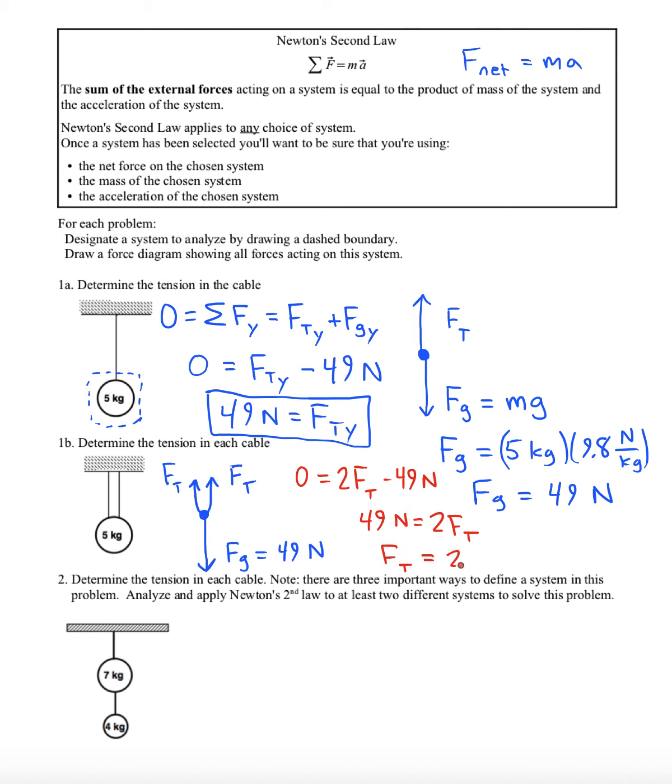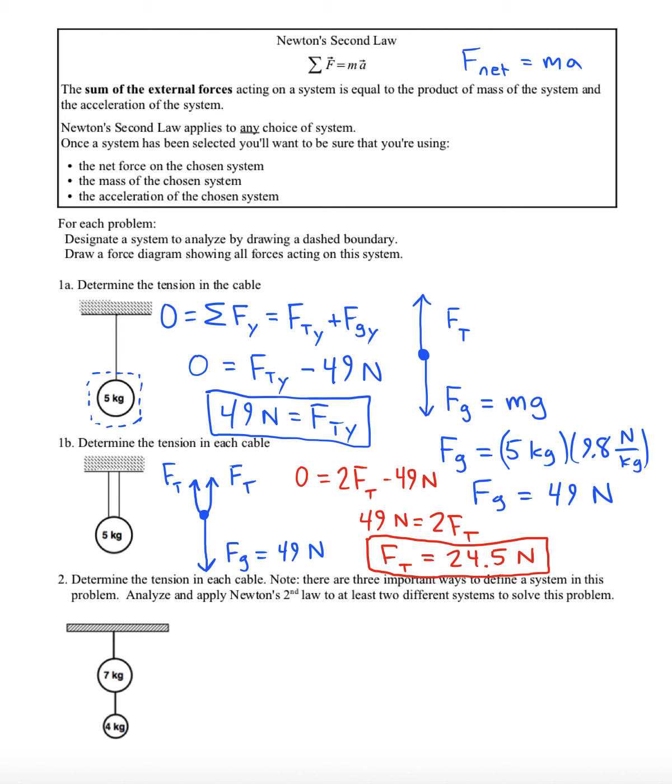The tension has now dropped to 24.5 newtons, and that should make sense because more cables are supplying a tension. They each don't have to pull quite as hard. Their efforts will be combined.